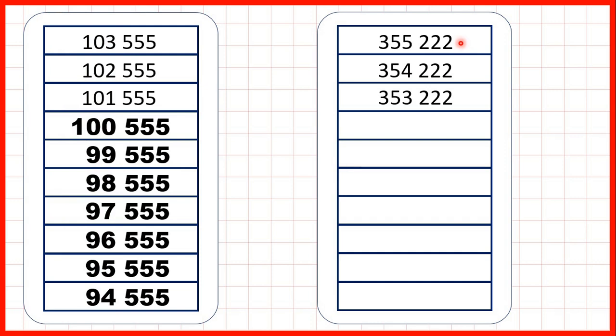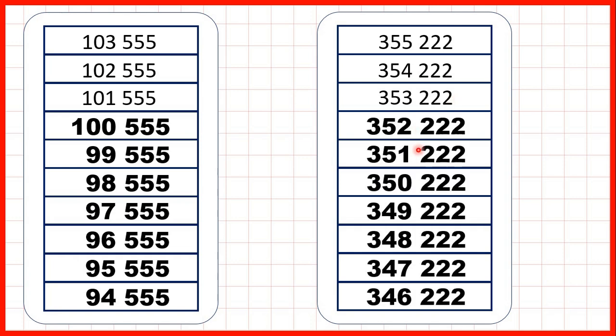Now, 355,222, 354,222, 353,222. If we show the next 7 numbers, again, we can see that we're counting back in thousands because our thousands digit is decreasing by 1 each time, and then our hundreds, tens, and ones digits are staying the same.